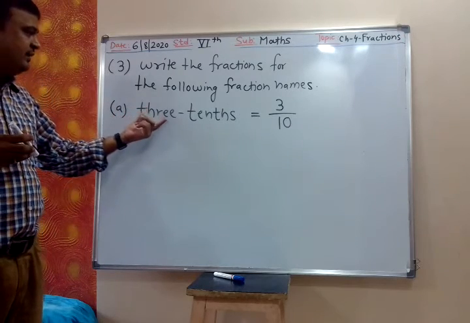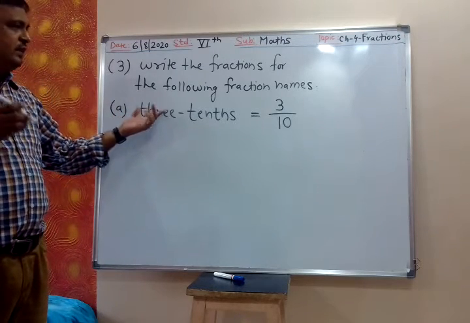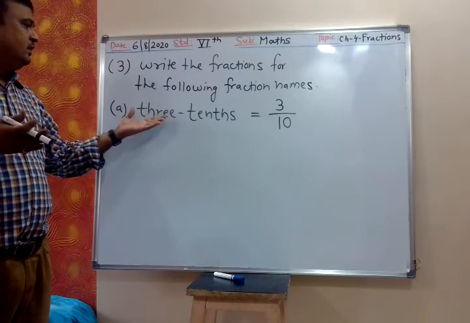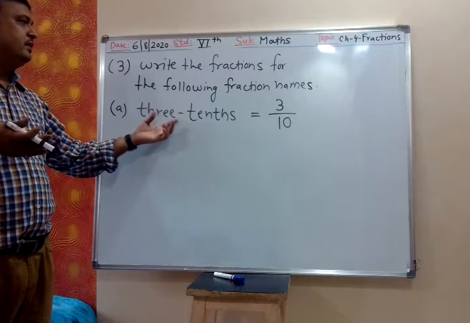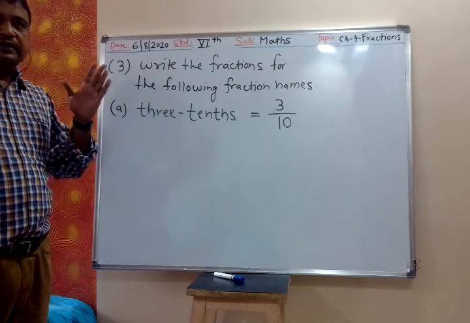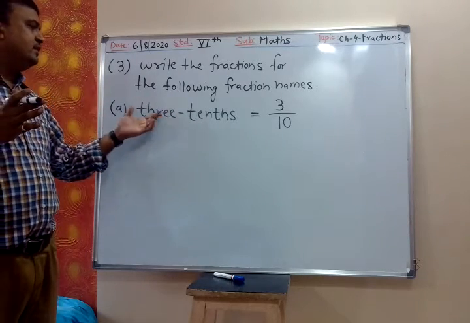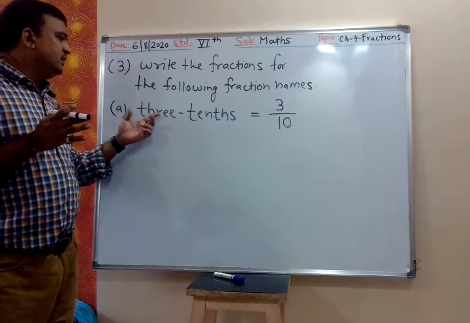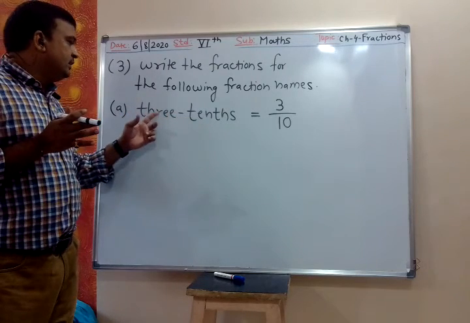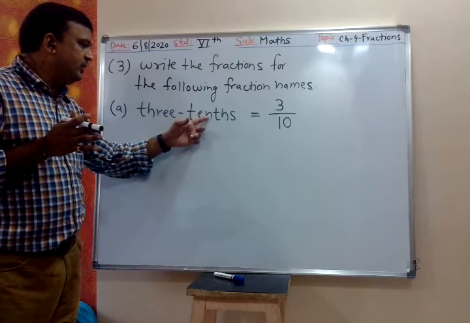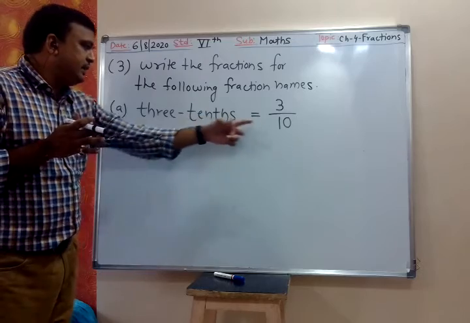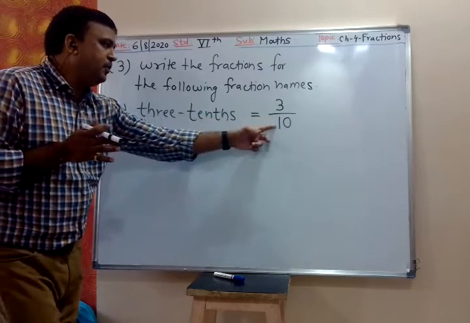This is given in the question, no? See, this is given in the question. 3/10 is the name given. The fraction name is given: 3/10. 3/10 means this is 3, then the second part we write in the denominator. So tenths means 10. So the fraction is 3 upon 10.